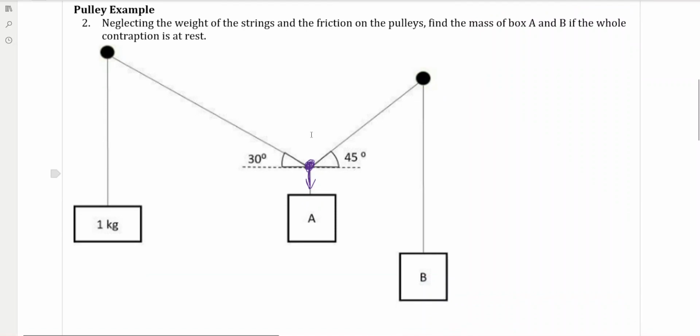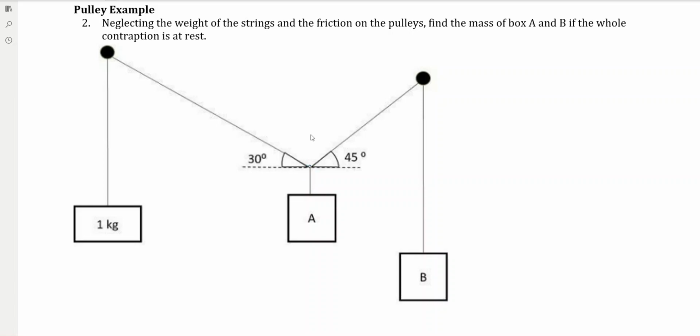Okay, so let's read the question. Neglecting the weight of the strings and the friction on the pulleys, find the mass of box A and B if the whole contraption is at rest. And here are some values also given to us. So we've got this box, which is 1 kilogram, and 2 angles here. Okay, so this is complicated, but we can do this.